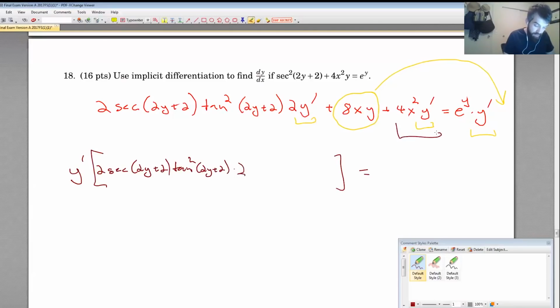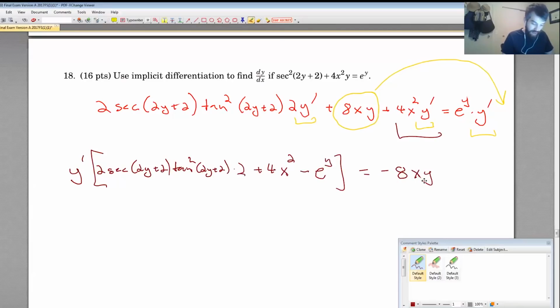Next one up is this term here. It looks like I've got a plus 4x squared times the y prime, and then I have this e to the y. I got to move to the other side, so it's a minus e to the y. The y prime is factored out the side, and the final thing is this 8xy becomes a minus 8xy on the other side.